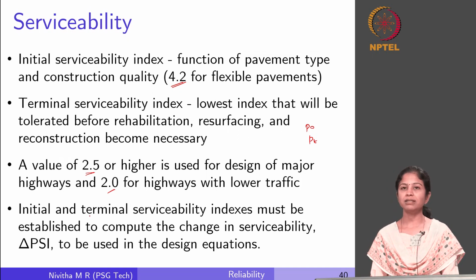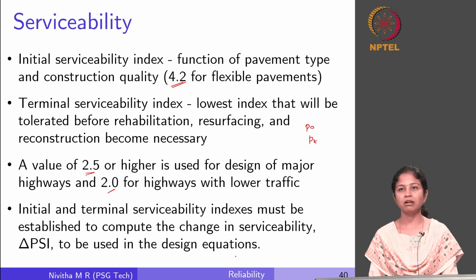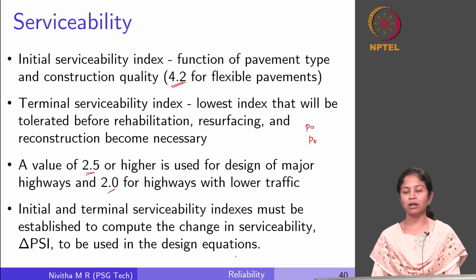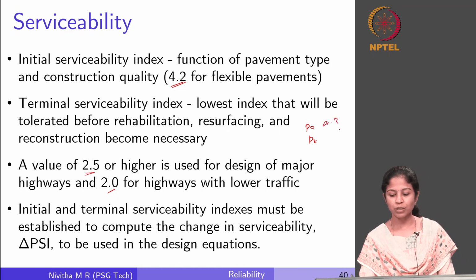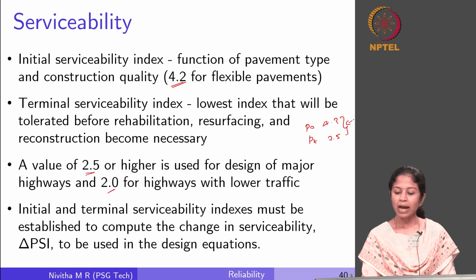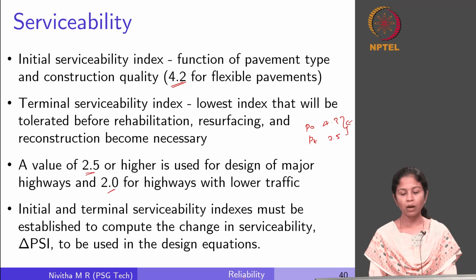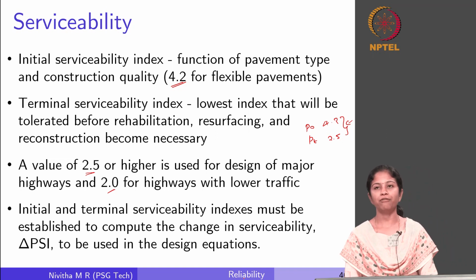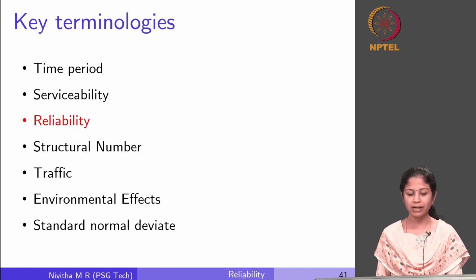Initial and terminal serviceability index have to be established to compute the change in serviceability. How much is the variation in serviceability from the initial to a given stage, that we call delta PSI. Let us say this is 4.2, this is 2.5. At any given point in time somewhere between these, I can compute the serviceability index, and based on that I can say what is the number of load repetitions yet to be consumed by this pavement. So, this is with regard to the serviceability value.